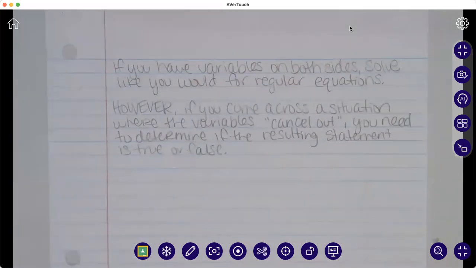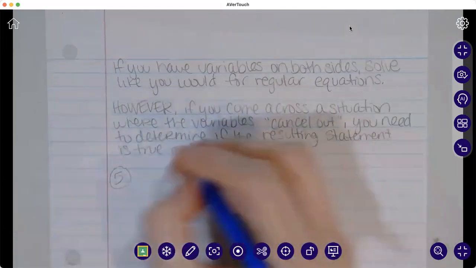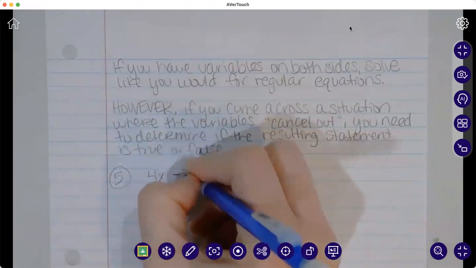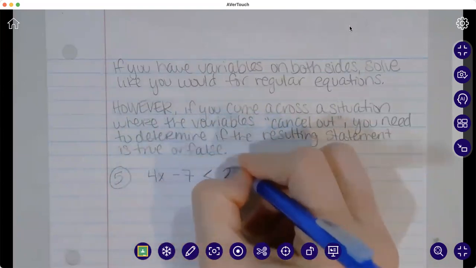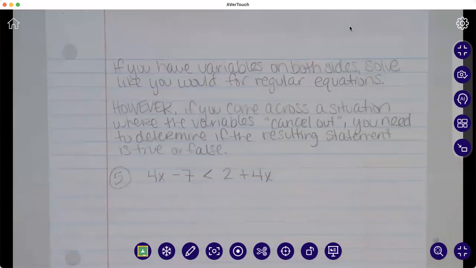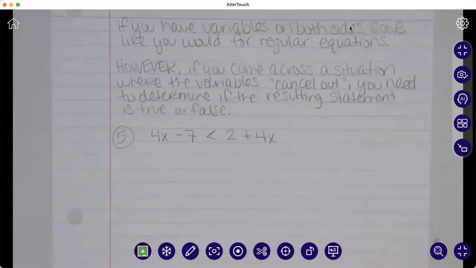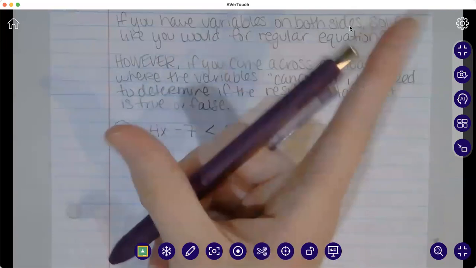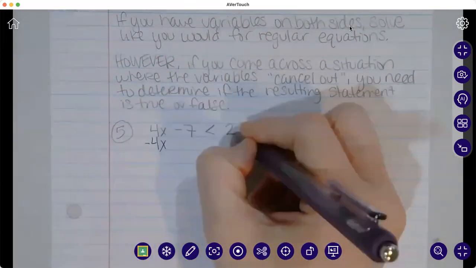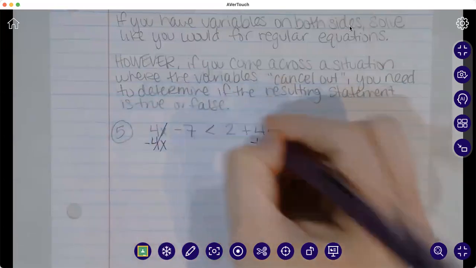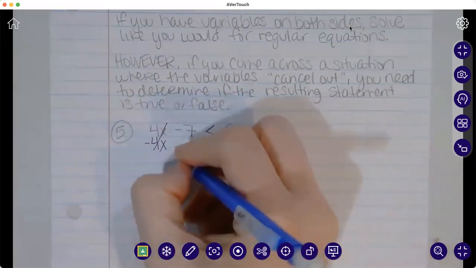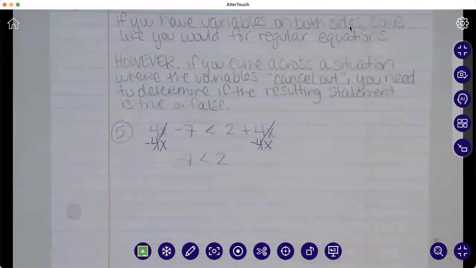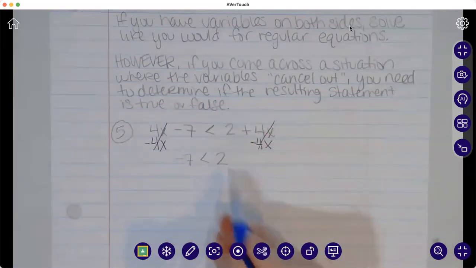Okay. Let's try the next problem, number 5. 4x minus 7 is less than 2 plus 4x. Just like problems where we have variables on both sides, we want to move that first. So I'm going to subtract 4x from either side. But what results from that is we get a statement that is just numerical. There are no variables. We just have -7 is less than 2.